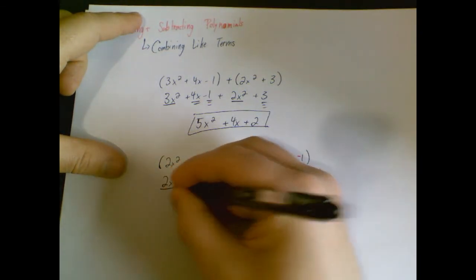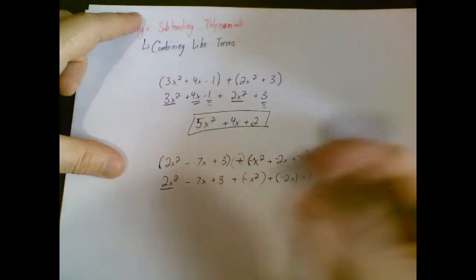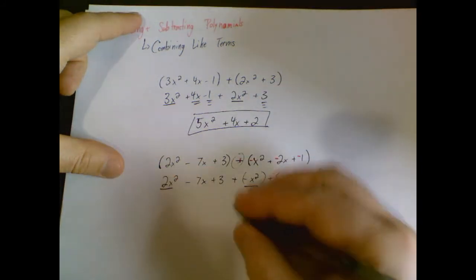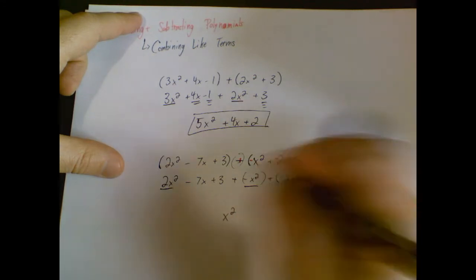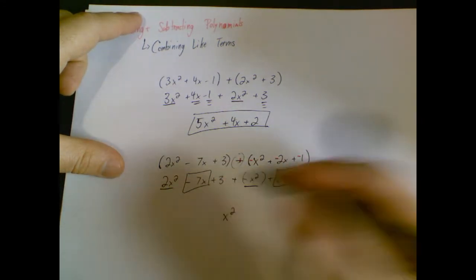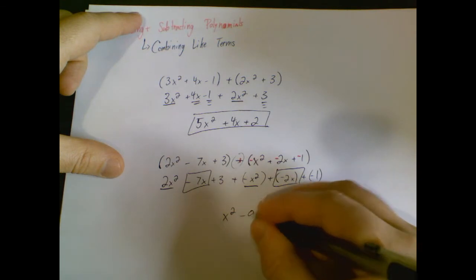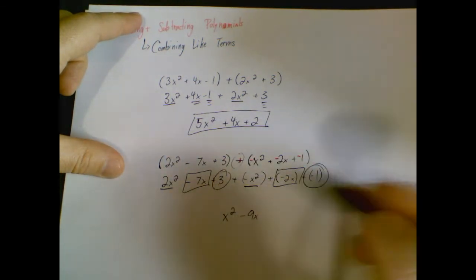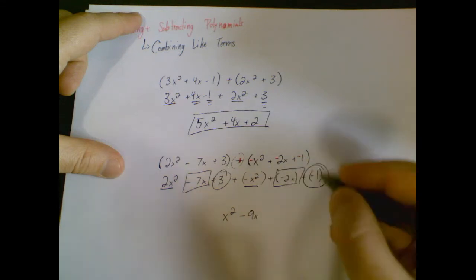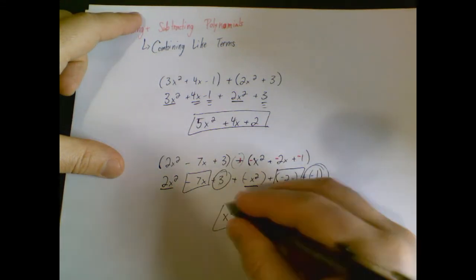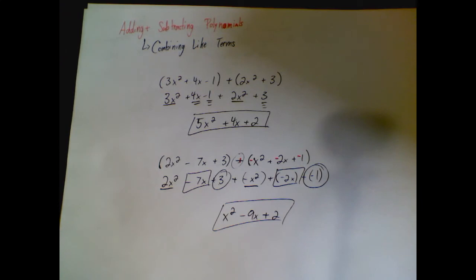Now I'm going to line them up. So I did lines here, I'll do shapes here so you can see what I'm talking about. I have 2x squared plus negative x squared, which is positive x squared. I have negative 7x and negative 2x, which is negative 9x. And then my constants are circled, 3 and negative 1. So 3 plus negative 1 add together and you get 2. Okay. So either way you do that is totally fine.